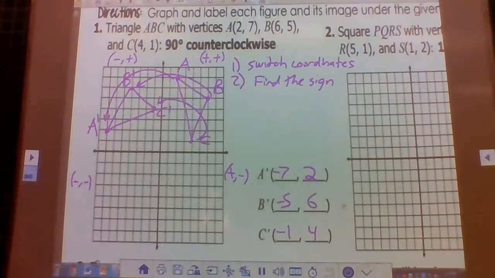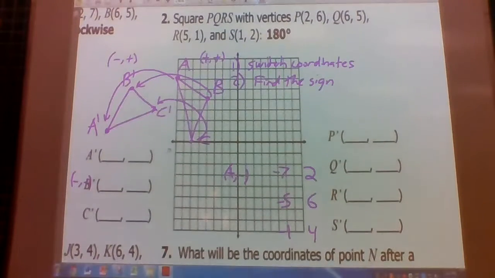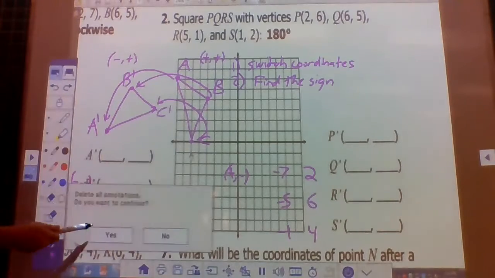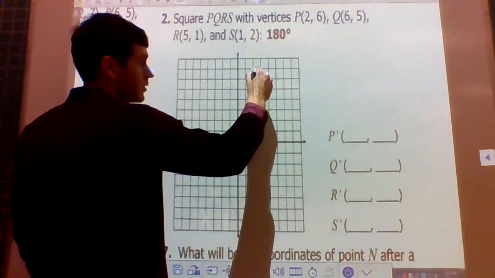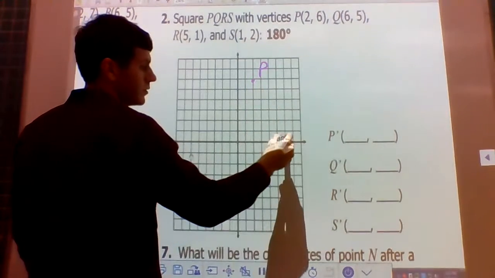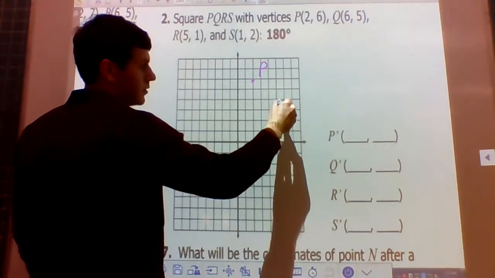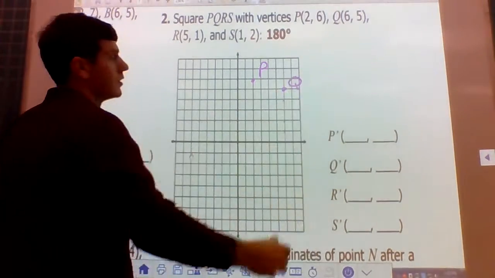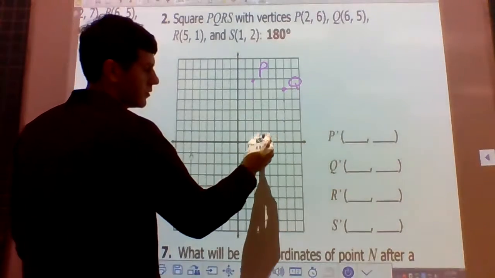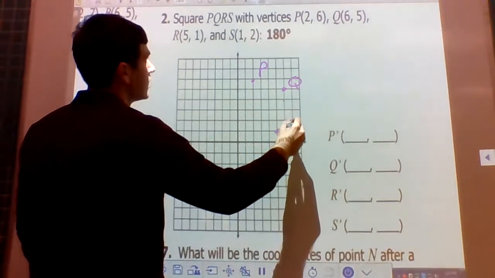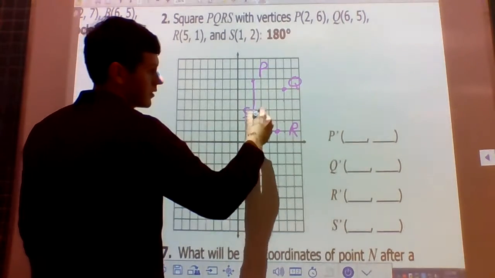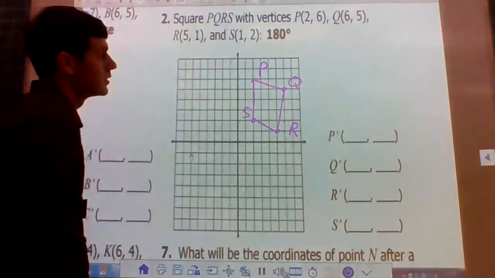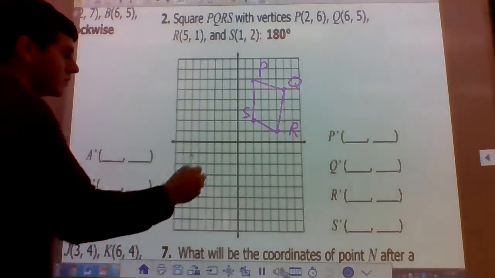Okay, 180 degrees is the second one. So 180 degrees rotation is halfway around, so all we're doing is switching the signs. Okay, so let's graph our square. So T 2, 6, P 6, 5. Okay, 5, 1. And 1, 2. Okay, this is supposedly a square. Did I do something wrong? Oh, it's 1, 2.